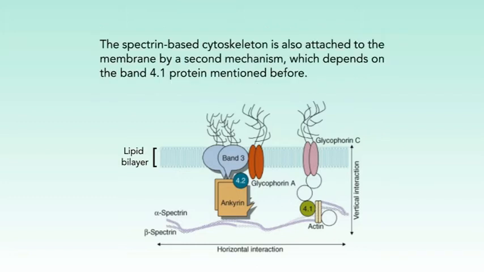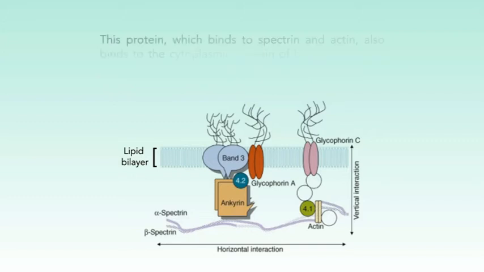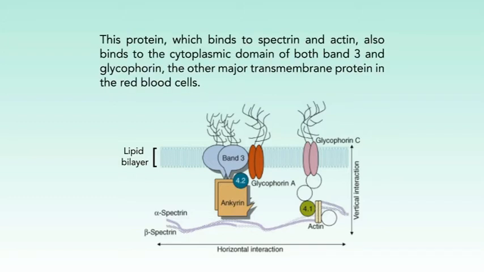The spectrin-based cytoskeleton is also attached to the membrane by a second mechanism, which depends on the band 4.1 protein mentioned before. This protein, which binds to spectrin and actin, also binds to the cytoplasmic domain of both band 3 and glycophorin, the other major transmembrane protein in the red blood cells.